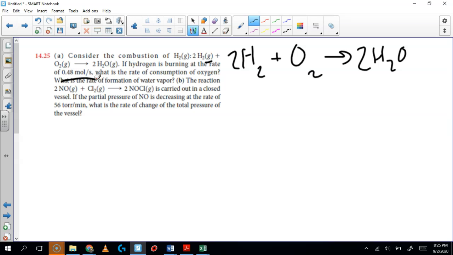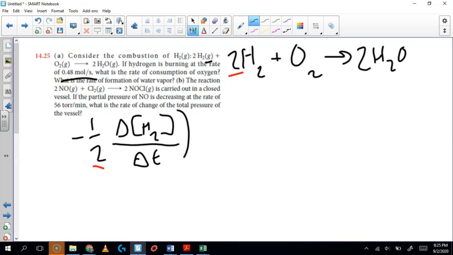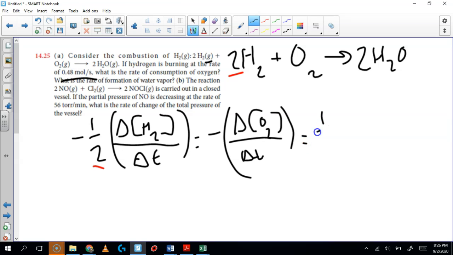Okay, so we're going to have to make sure that we include that when we're doing our math here. In order to do this, I think it's important to write out a related rate expression. So the related rate expression is going to be negative 1/2, and the negative comes from the fact that it's a reactant, and 1/2 comes from the coefficient. The coefficient here is right there. That's going to be the change in concentration of H2 over the change in time. And that's going to equal negative the change in concentration of O2 over the change in time. And that's going to equal the positive 1/2 the change in concentration of H2O over the change in time.